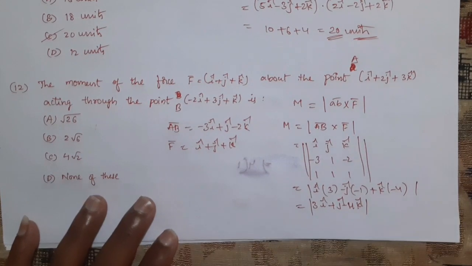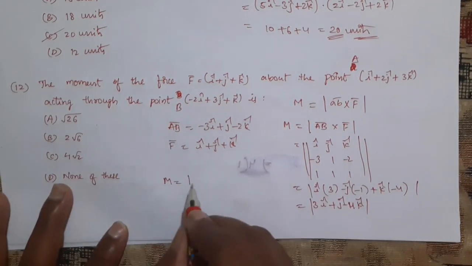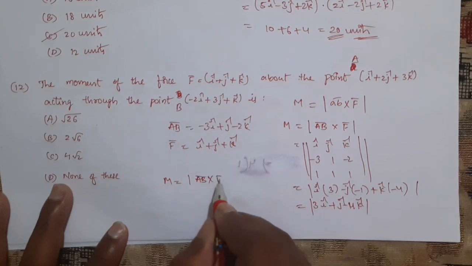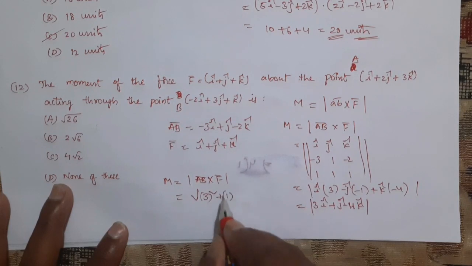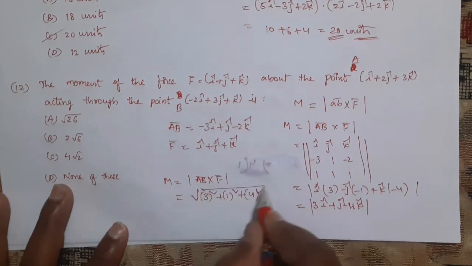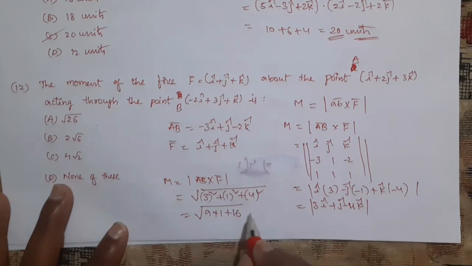Modulus is there. Modulus means what? Square root we need to find. So M is equal to modulus of AB bar cross F bar, which means square root of 3 square plus 1 square plus 4 square. So which is square root of 9 plus 1 plus 16, which is square root of 26.